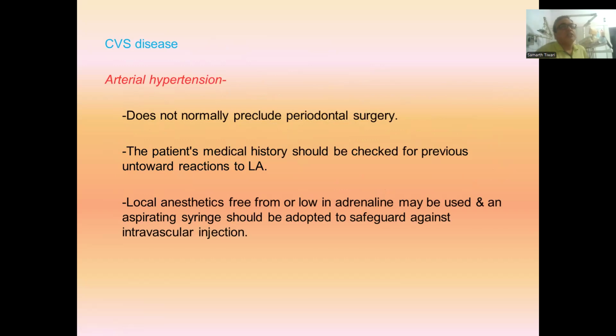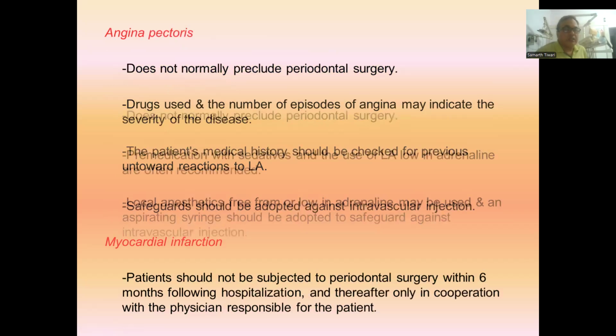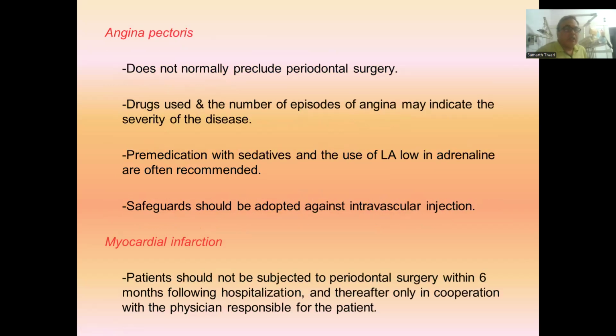Cardiovascular disease. These include arterial hypertension, which does not normally preclude periodontal surgery. The patient's medical history should be checked for previous untoward reaction to local anesthetics. Local anesthetics free or low in adrenaline may be used, and an aspirating syringe should be adopted to safeguard against intravascular injection. Angina pectoris does not normally preclude periodontal surgery.